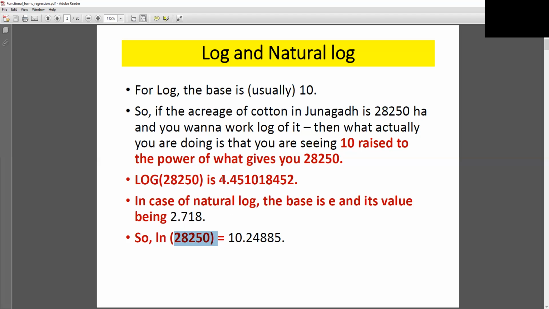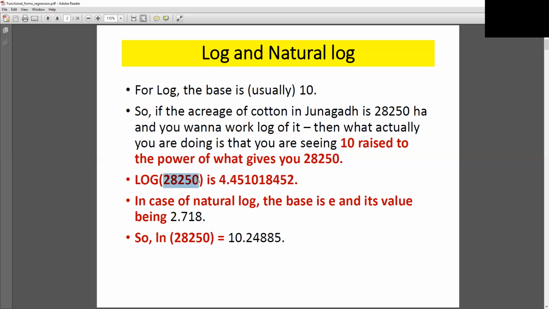In Excel, if you want to take the antilog of this, you have to type the formula: equal to POWER, then mention the base. The base is 10, and then your value is 4.45. So POWER within brackets, 10, 4.45101845 will give you this one. So that is the antilog.